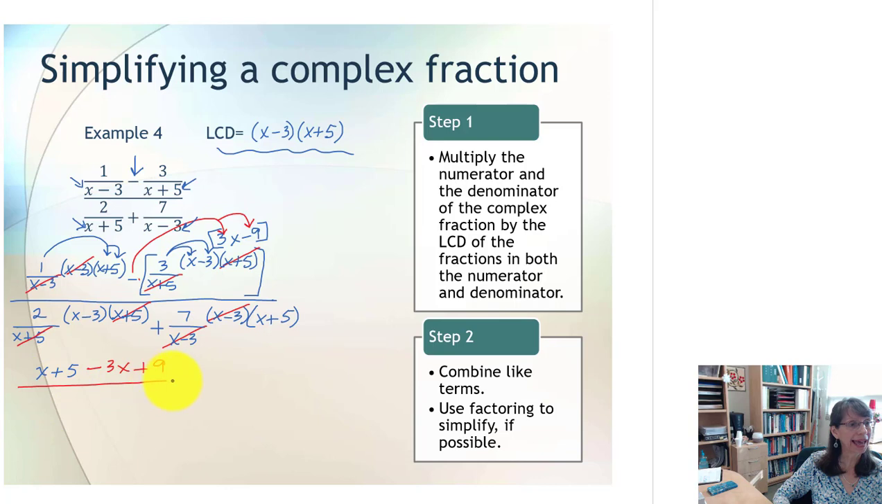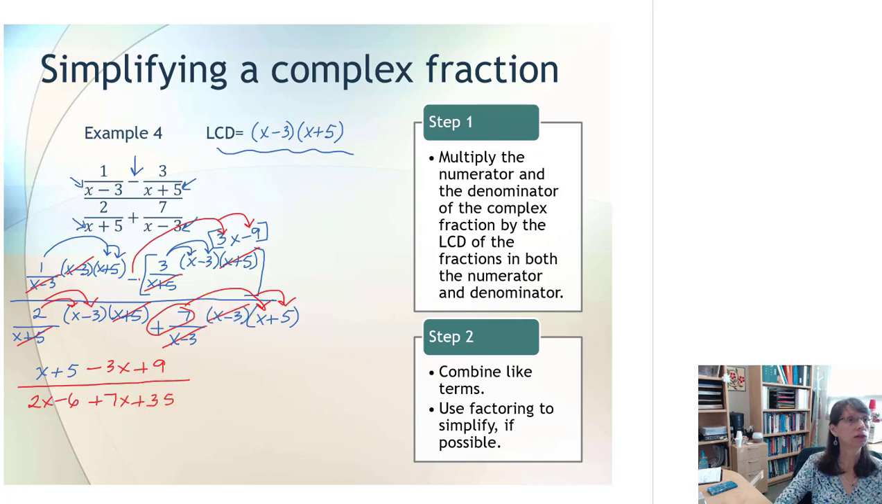So now we're going to look at the denominator. 2 is distributed to x and negative 3. So that would make 2x minus 6. With addition, I don't need to worry about distributing a negative sign. So it is a positive 7 that is distributed to x and then to 5. So 7 times x is positive 7x. And 7 times 5 would be plus 35.